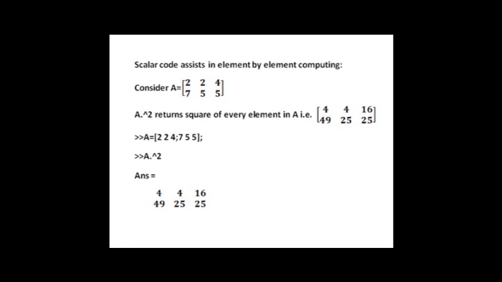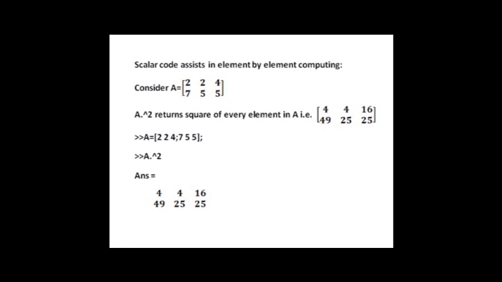Let us consider the matrix A shown on screen, which is 2, 2, 4, 7, 5, 5. Now, if we use A dot hat 2, then every element in A is going to be squared. For instance, the first column, second row intersecting element is 7, the square of which is 49.